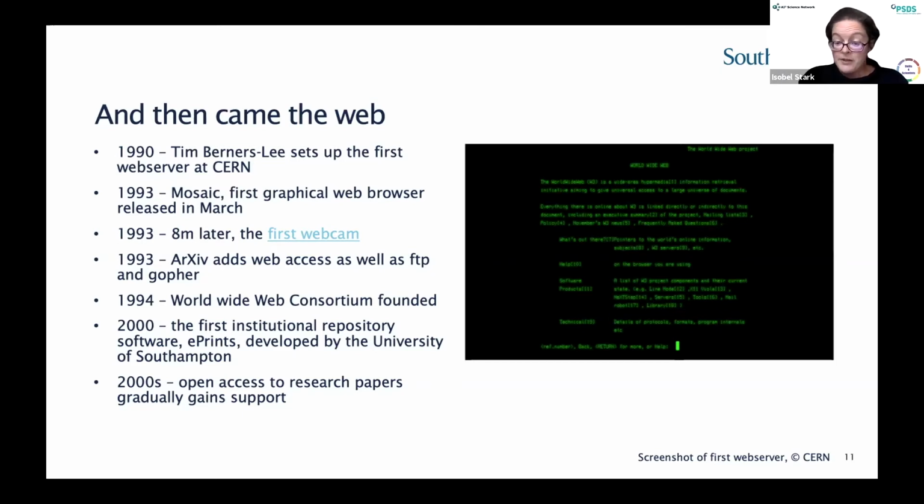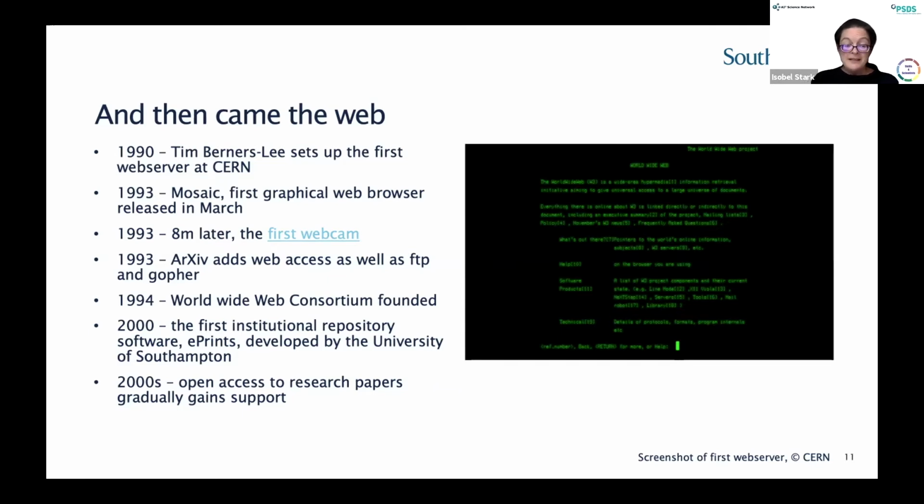And in 2000, the very first institutional repository software, EPrints, was developed by the University of Southampton. And that was part of the kickstart to really relook at the whole way that academic research was shared between researchers worldwide. And it was a bit of a disruptive technology for academic publishers. That's a tad of an understatement.